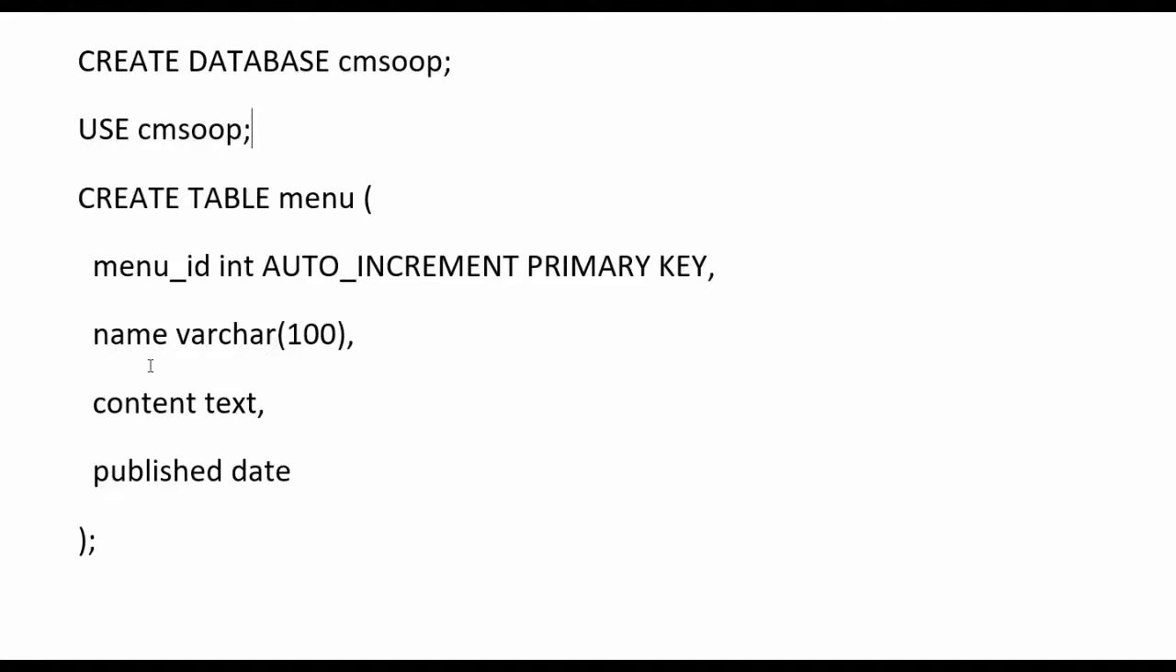Field name, data type varchar, the number of character places is 100. Content is a type of data, text type of data. Published is date type of data.